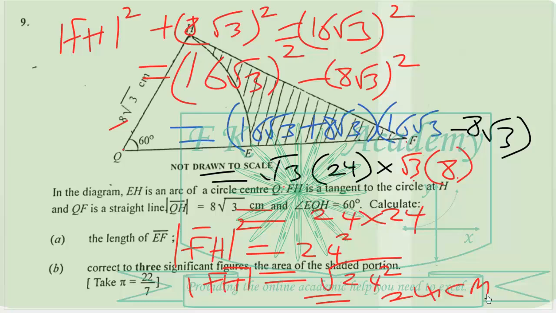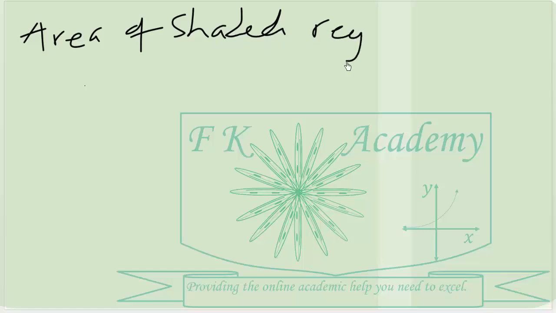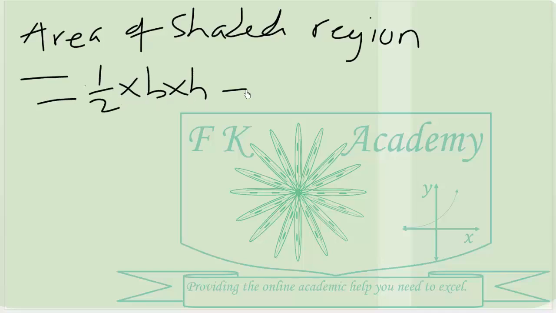So the area of the shaded region will be equal to the area of the triangle QHF minus the area of the sector. So the area of the shaded region will be equal to the area of the triangle, which is half times base times height, minus the area of the sector, theta over 360 times pi r squared.